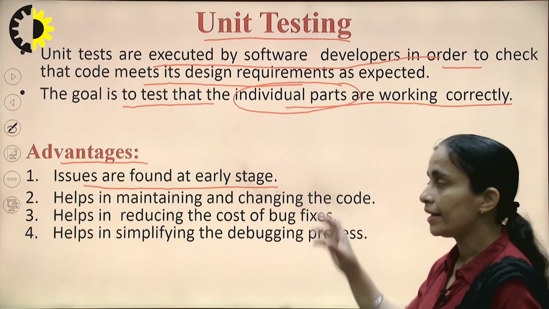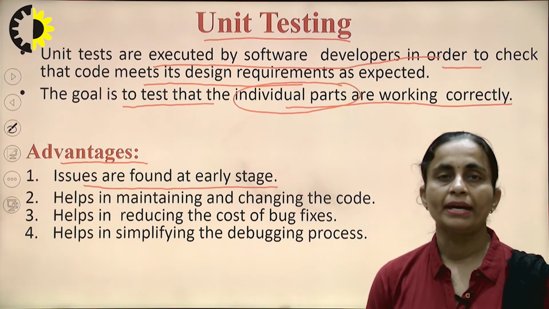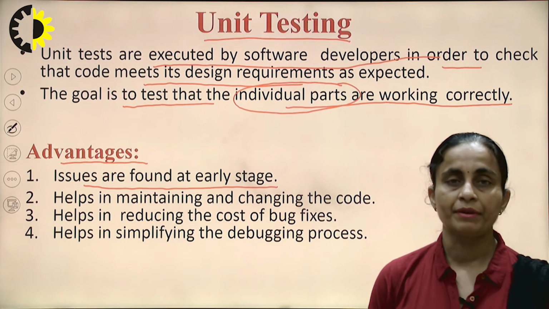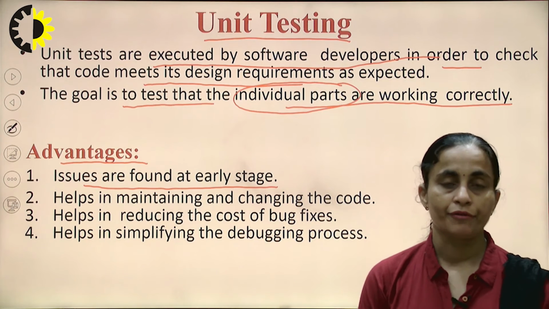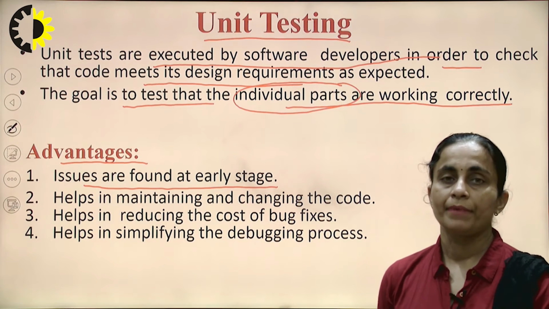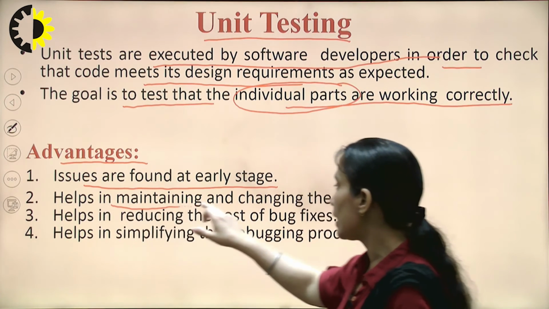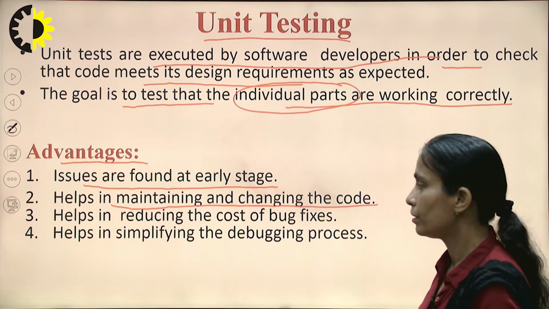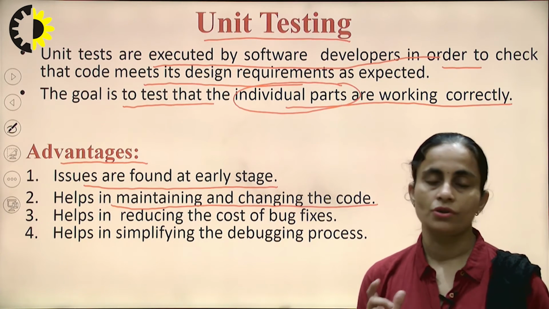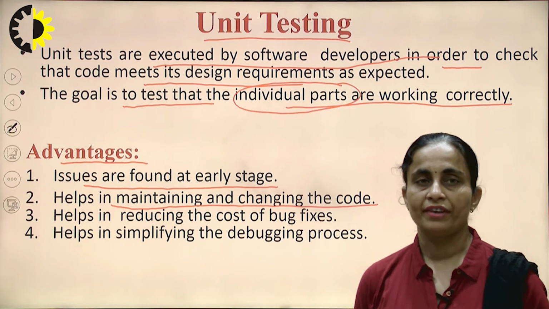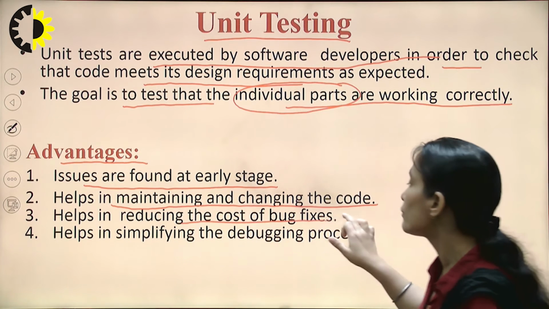I will correct it. What is the problem in my addition module? What is the problem in my division module? What is the problem in my factorial module? If I am making a calculator and different operations are made as different functions, it helps in maintaining and changing the code. After I have seen that this function is not behaving properly, I will change my code. So, it helps in reducing the cost of bug fixes.